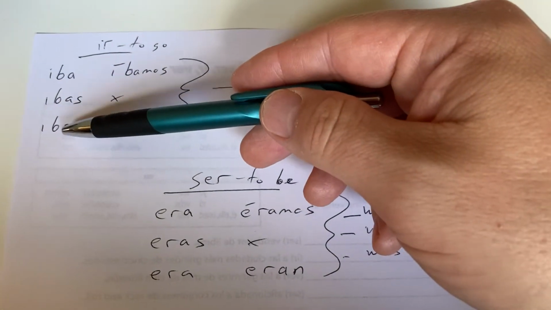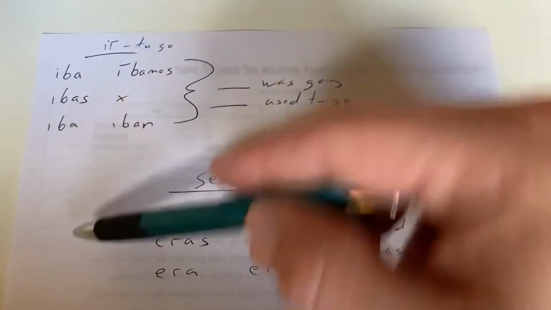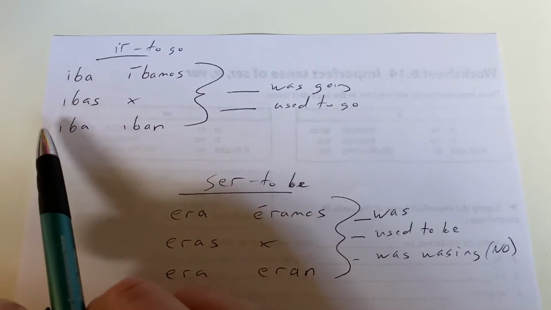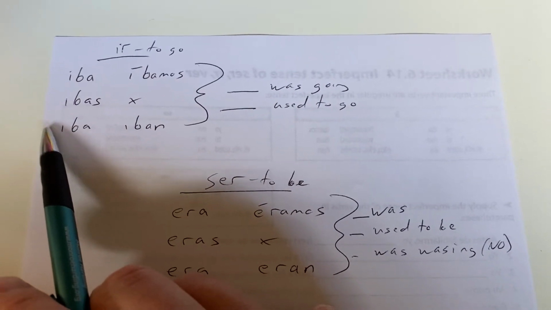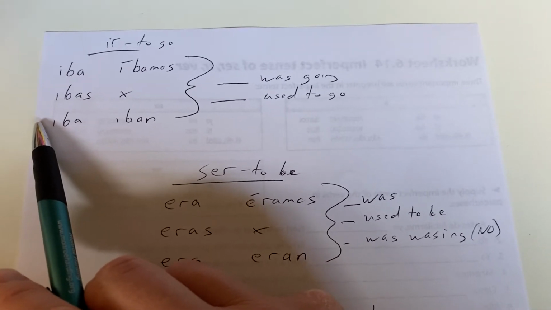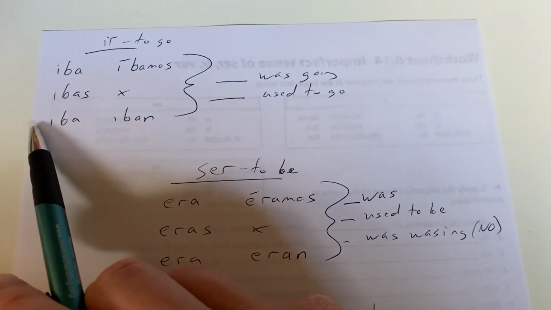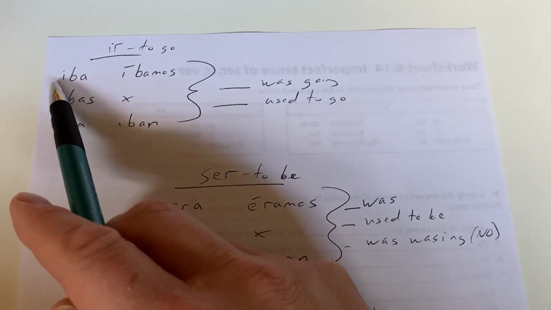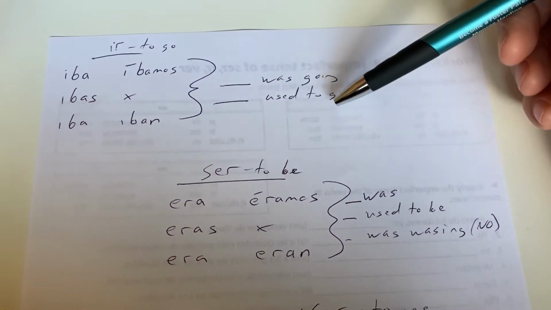And don't forget right here, it's the same: iba and iba. But what gives you the context clues? If you put Él or Ella or Usted in front, or somebody's name like José or Pepe or Donald, then you know that person was going. But if you say yo iba, I was going or I used to go.